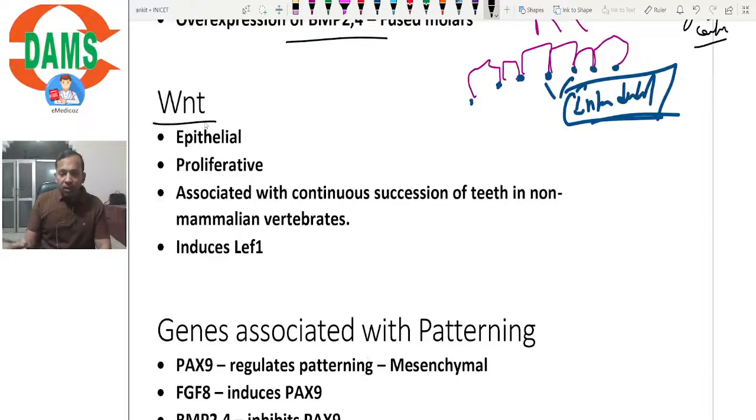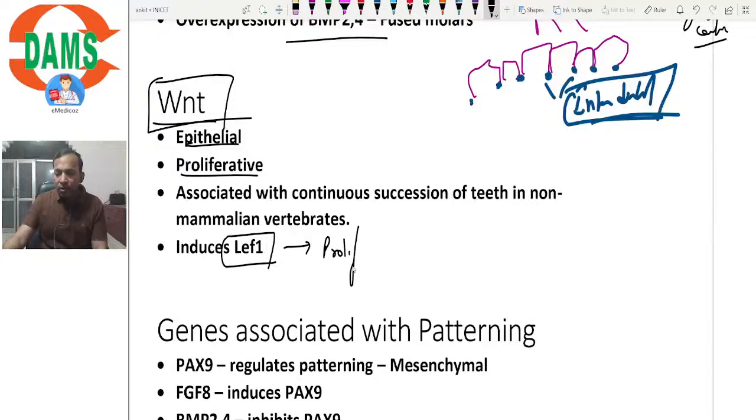So WNT is epithelial. So just like the other proliferative genes, FGF, SHH, WNT is also epithelial. This is also proliferative, and it is associated with continuous succession of teeth in some non-mammalian vertebrates. So in some animals, you see that there are not just two sets of teeth, but there are multiple sets of teeth. The teeth fall and they keep on coming, they keep on being replaced, right? So all thanks to WNT gene, right? It also induces LEF1 gene. This is also proliferative, right?